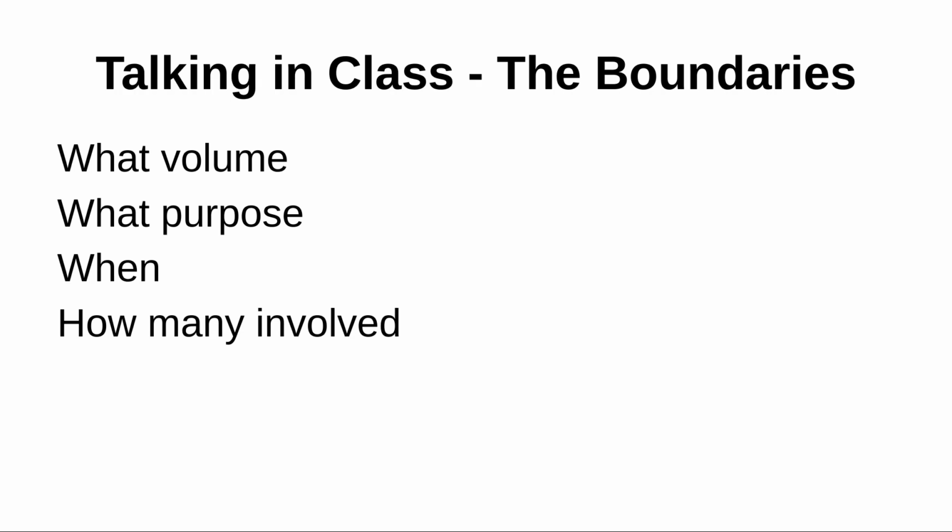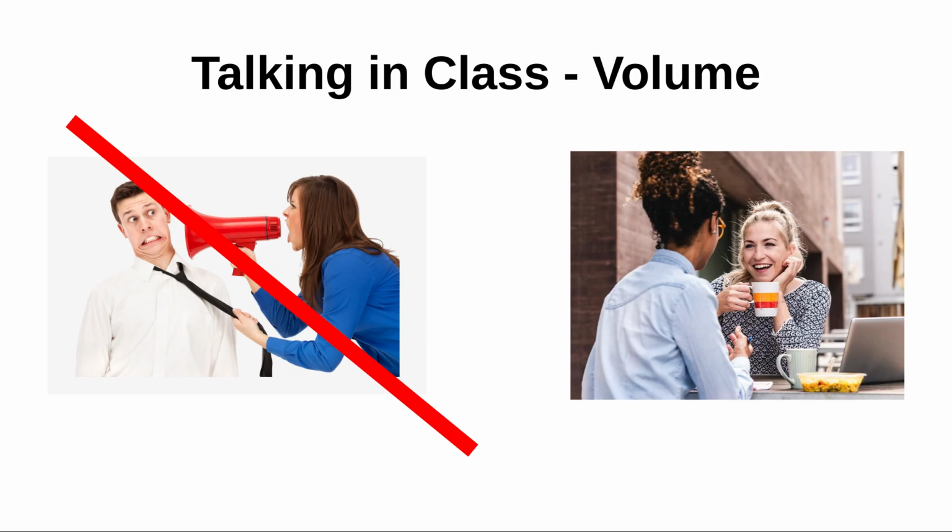So let's talk about talking in class first, the boundaries. We need to talk about volume and purpose and when they should do that and how many involved. First of all, the volume. Talking in class is a perfectly appropriate thing to do if, like in the picture on the right, we have two people talking and they are close together and they hear their conversation but not everybody around them. Getting on your version of your megaphone is not appropriate volume.